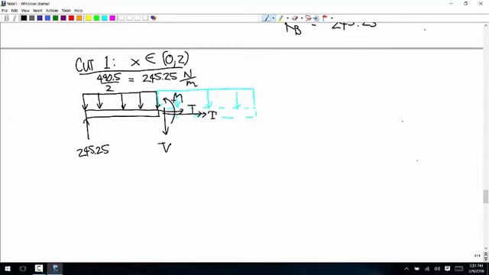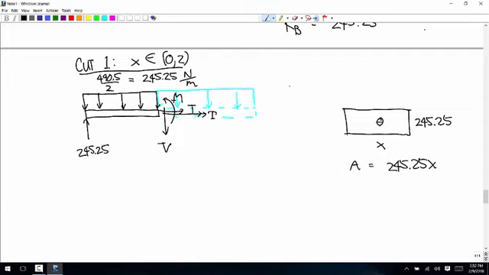Okay, so now we can treat that distributed load as a point force. We have a rectangle with length x and a height 245.25. So the area is 245.25x, and the centroid is right in the middle.